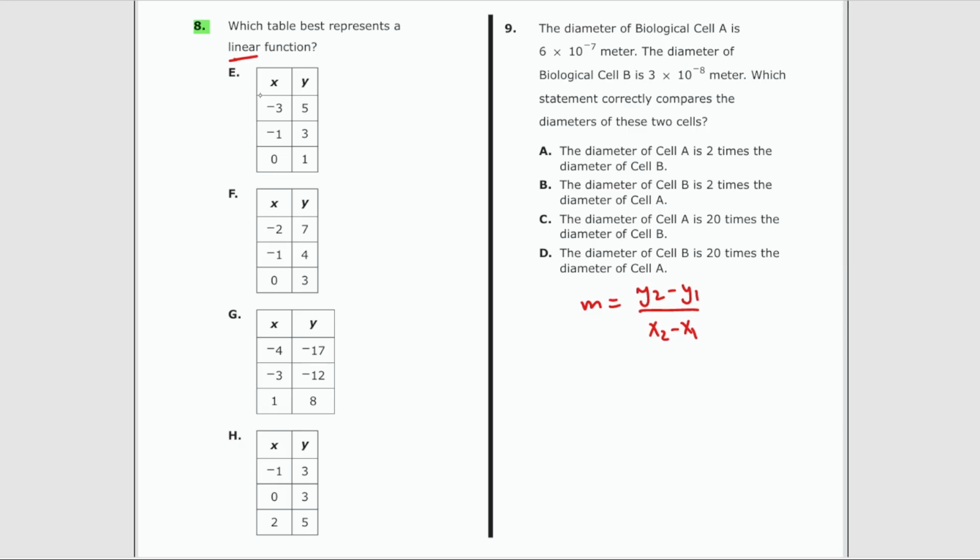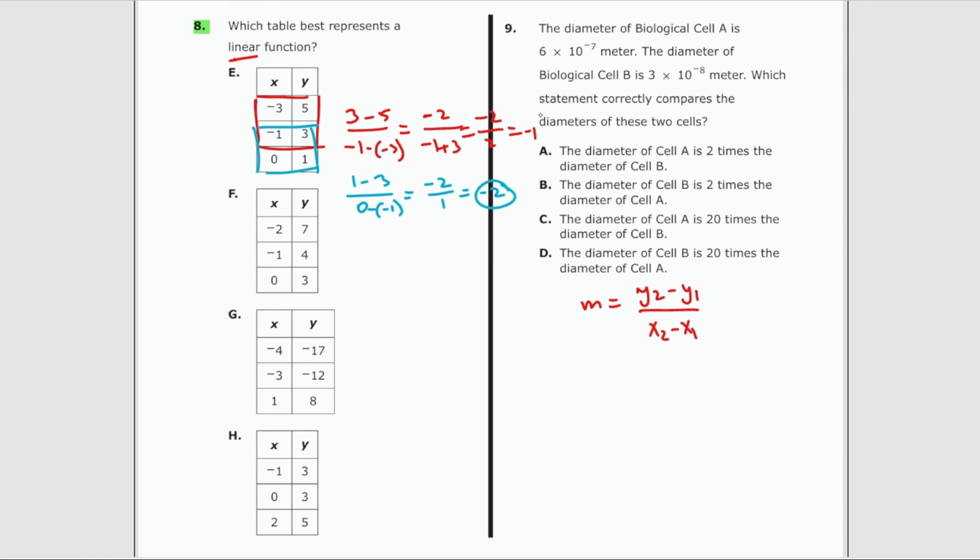Let's take these 2 points first. Here we have 3 minus 5 over minus 1 minus negative 3 for the slope, which is equal to minus 2 over minus 1 plus 3, which is equal to minus 2 over 2. And the answer is minus 1 for the slope for the first 2 points. Now, what about the second pair of points? For the second pair of points, it's 1 minus 3 over 0 minus negative 1, which is equal to minus 2 over 1, which is equal to minus 2.